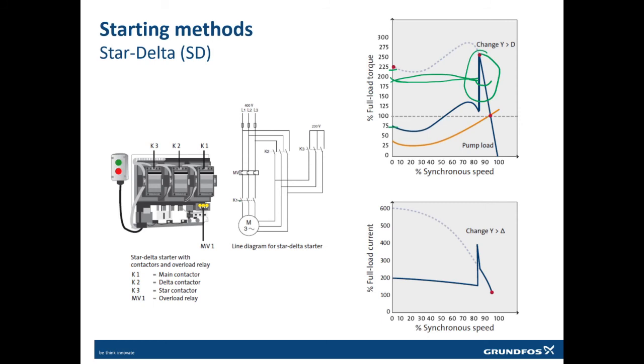For this reason, we use 3 contactors. The star contactor will close, giving a common point, so the motor is in star connection. After that, this will open and this will close, giving delta connection. So the same motor, having 6 leads, 1 2 3 4 5 6, is first connected in star and then connected in delta.